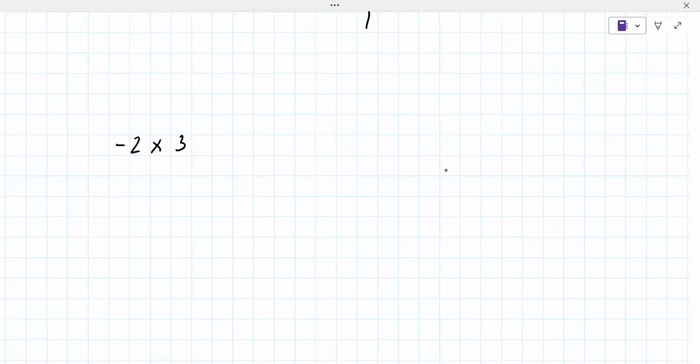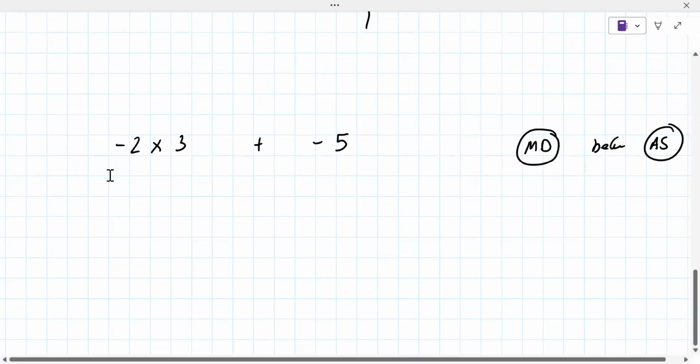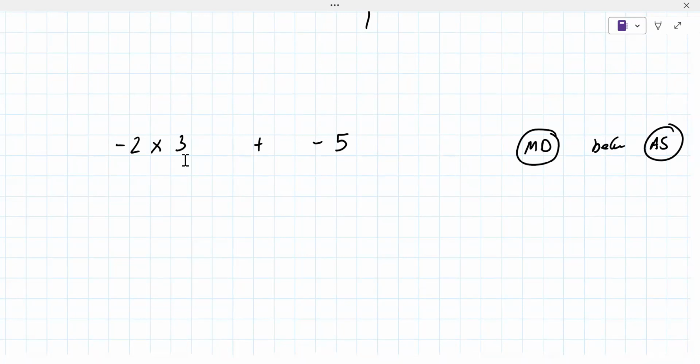-2 times 3 plus -5, okay? So this is an order of operations problem, and you always do multiplication and division before addition and subtraction. So you're going to first multiply here. Could you multiply for me, please? -6. Okay, so it's -6 plus -5.